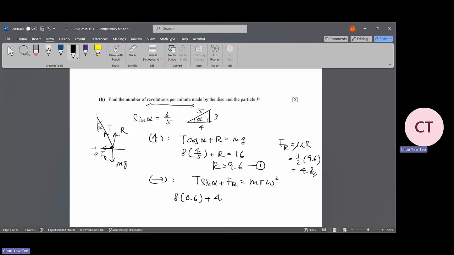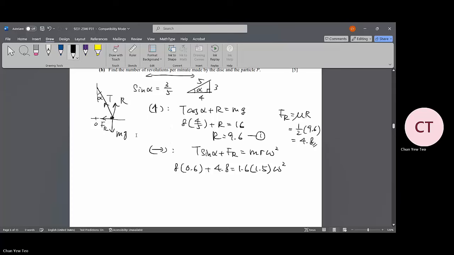So this one is 4.8 equals to the M, R is a radius, 1.5 omega square. Over here, you just need to use your calculator, press everything, you can get your omega is a 2. Okay. Then the number of revolutions per minute. So we can just write the short form RPM, revolution per minute. By the way, this one is a radian per second.